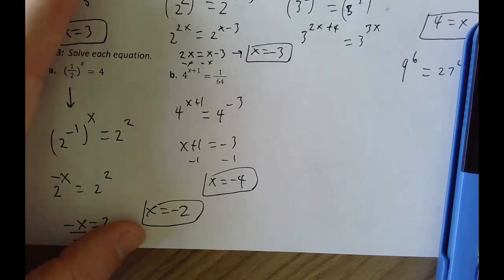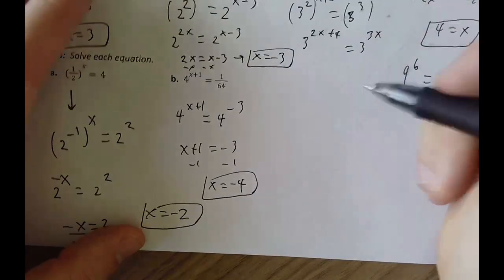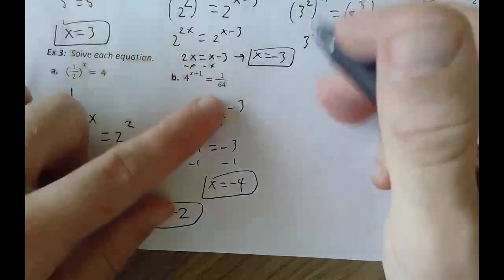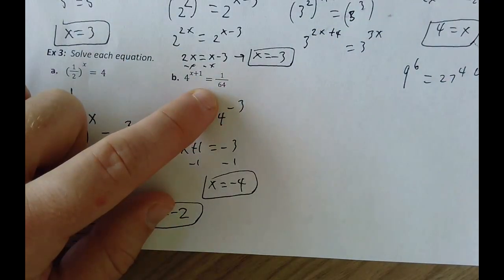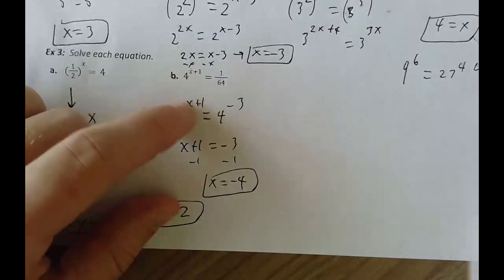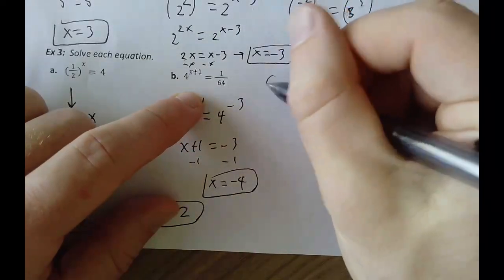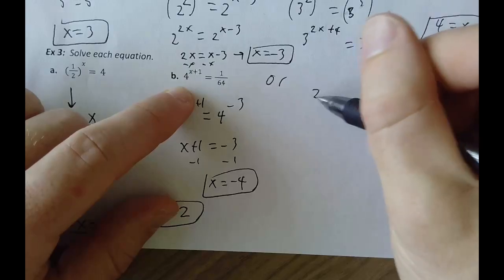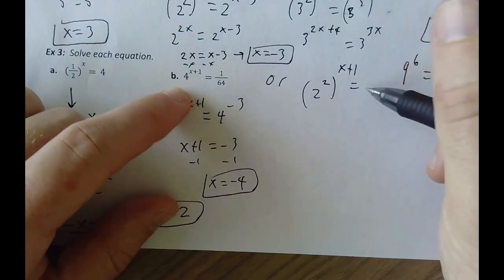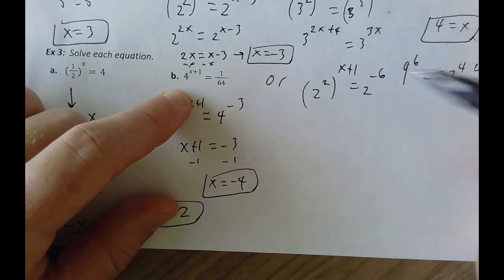Here's another way you could have done this. It's also true that maybe you didn't get that that was 4, but 1 over 64 is also 2 to the negative 6. Right? 2 to the negative 6 is also that. So what we could have done, we could have written 4 as 2 squared to the x plus 1 equals 2 to the negative 6.